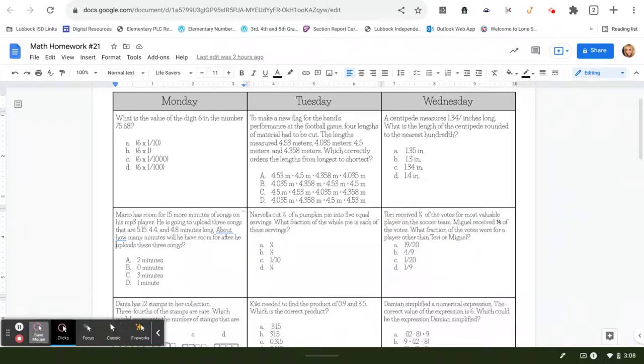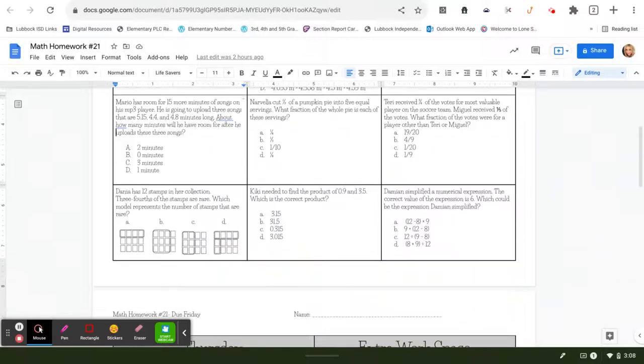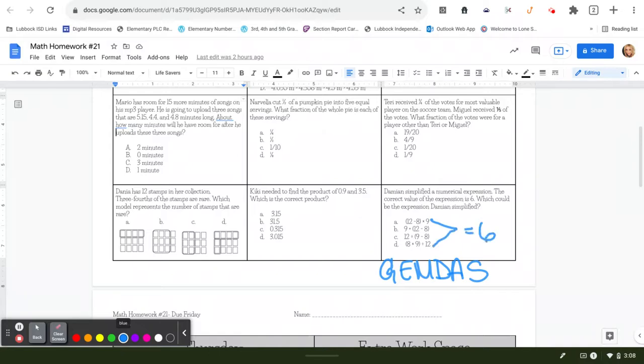Okay, next. You are going to have to solve each of these. It says Damien simplified a numerical expression. The correct value of the expression is 6. Which could be the expression Damien simplified? Okay, so you're going to need to use your order of operations here. And you're going to have to solve each one of these to see which one equals 6. I know you know how to do these. I'm not going to work these out for you because we do expressions every single day together in class. So I want you to try this one. If you need help, ask me before Friday.